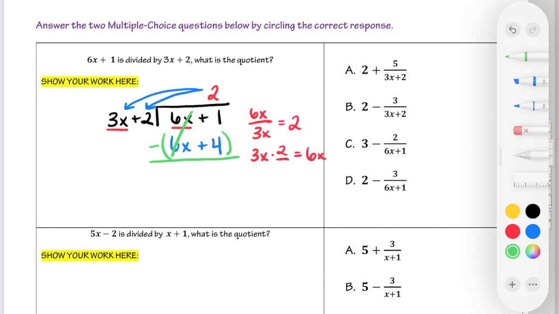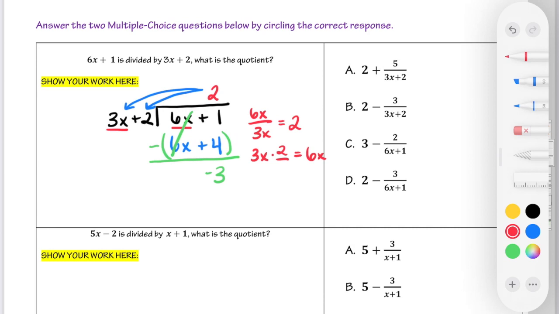And then 1 minus +4. That means 1 minus +4 gives me -3. This is where a lot of people forget to subtract that value. So I'm subtracting 1 minus 4. That gives me -3. My next step would be to say how many times does 3x go into -3, but that's not going to work because 3x can't go into -3 at all. That's my remainder.